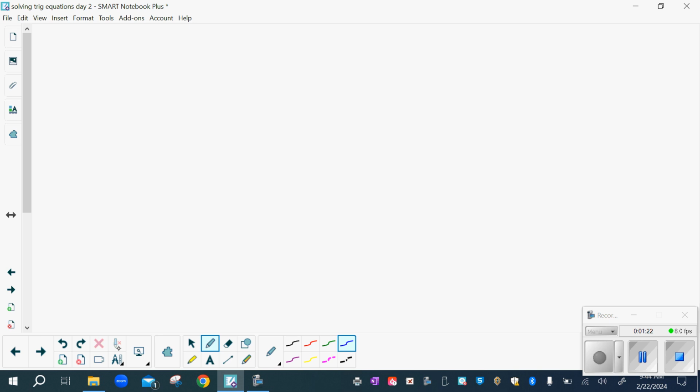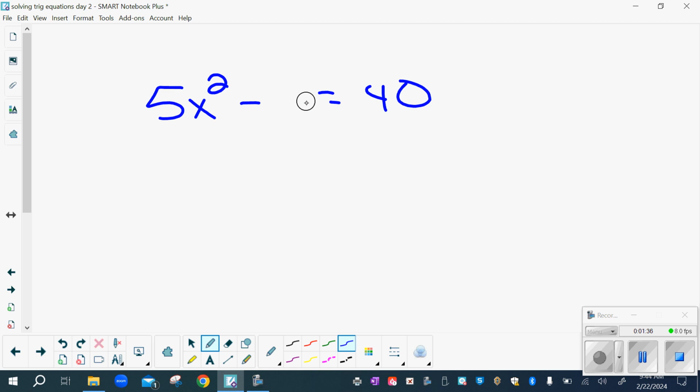Everything next from here on out has an x squared, but this is a 1-parter. And let me tell you what I mean by that. 5x squared minus 3 equals 42, just because I don't want to keep using the same numbers over and over. Okay. This guy has an x squared in it, but nothing else. There's no x's. There's just an x squared.